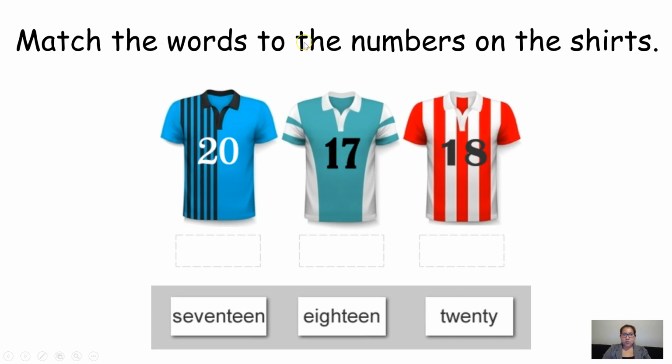Okay, match the words to the numbers on the shirts. We have 20 on the blue shirt, 17 on the green shirt, then we have 18 on the red and white striped shirt. We have the word 7 right here, the word 8 right here, and the last one is 20. So the first one is 17, the second one is 18, and the last one is 20.